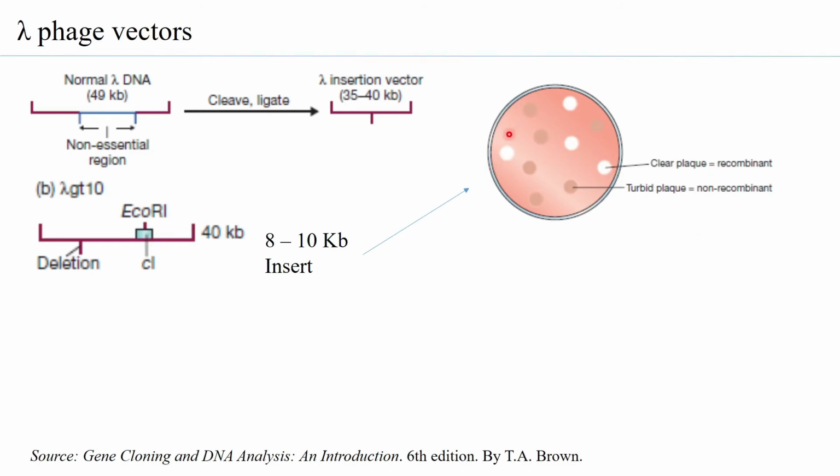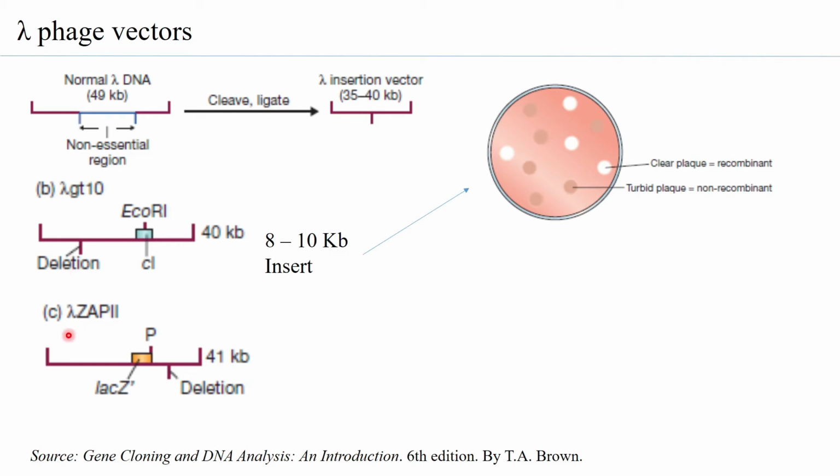In non-recombinants, because the CI gene is not disrupted, there is no insertional inactivation in the CI gene, and the lambda phage will become lysogenic. When it becomes lysogenic, the number of E. coli that are lysed is very, very few, and hence you will find turbid plaques. So effectively, what we understand is that clear plaques indicate a recombinant, and turbid plaques indicate a non-recombinant.